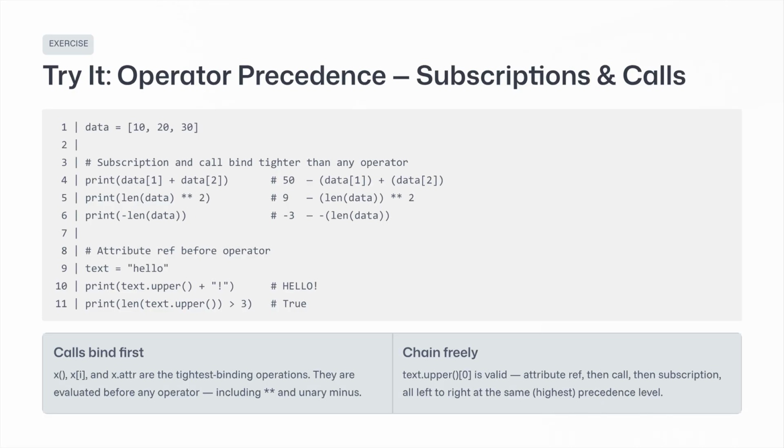Two key rules. Calls, subscriptions, and attribute references are primaries. They always bind first, before any operator including double star and unary minus. And you can chain them freely. text.upper()[0] is valid, left to right at the same highest precedence level.